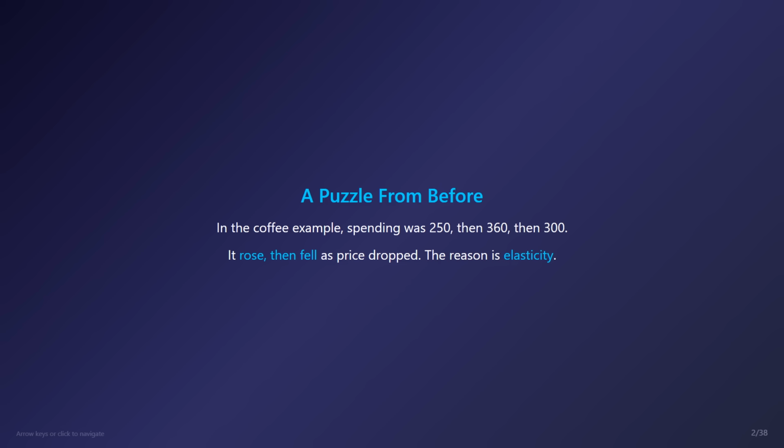Remember the puzzle from our coffee example. As the price fell, total spending was $250, then $360, then $300. It rose, and then it fell. The reason behind that pattern is elasticity.